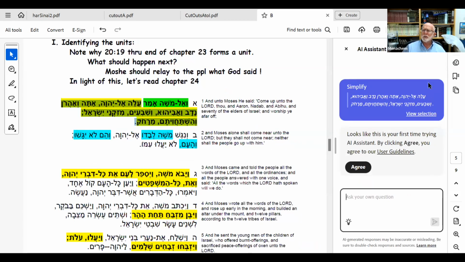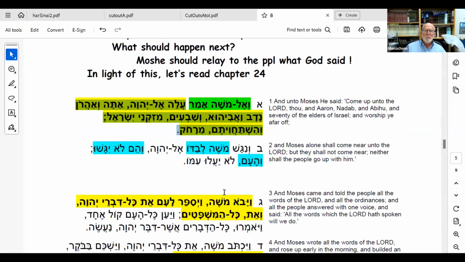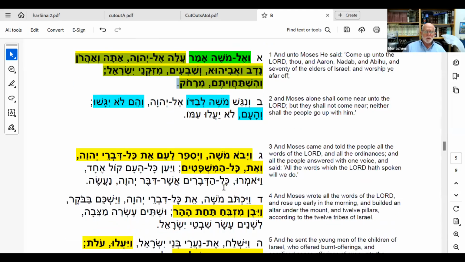And what's this doing here? Moshe goes up and tells the people. So Moshe then came down, told the people what God said.